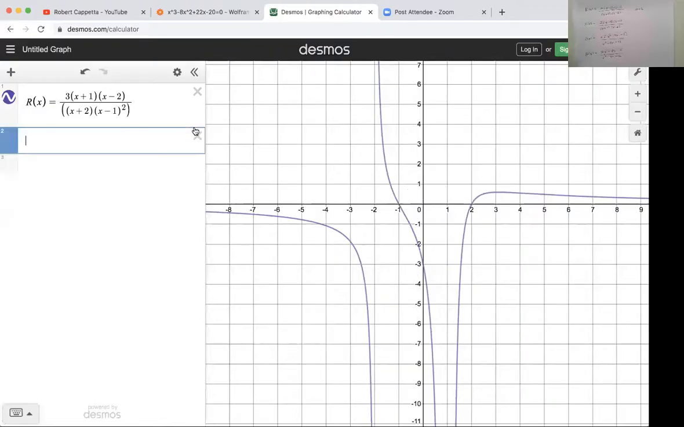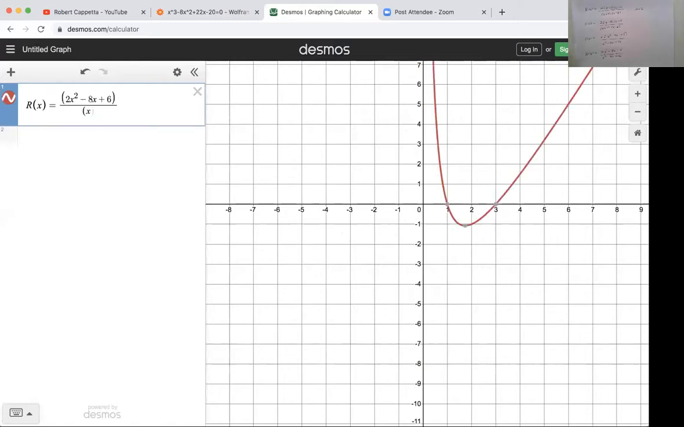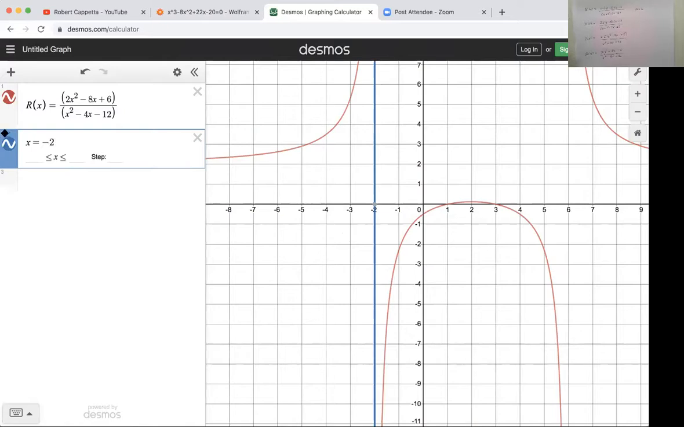All right, so we're going to go ahead and graph that function. So I've got to take r of x equals upstairs. What do I have? 2x squared minus 8x plus 6. Downstairs, x squared minus 4x minus 12. So notice 1, 0, 3, 0 intercepts. Notice x equals -2. And x equals 6.